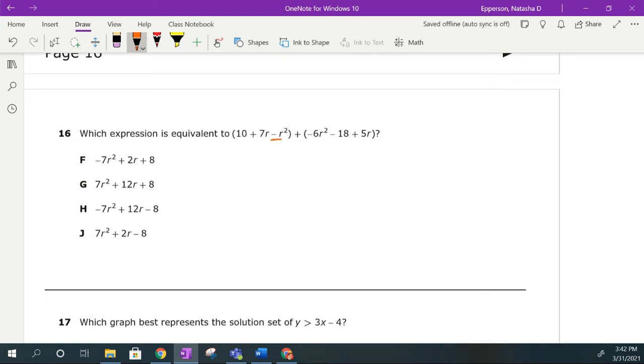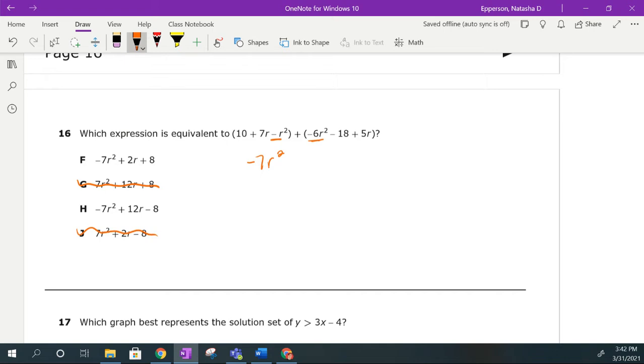So notice I have r squared and 6r squared. Those are like terms. That's -1 minus 6. That gives me -7r squared. I can eliminate two of my answer choices right now. I can eliminate G and I can eliminate J.